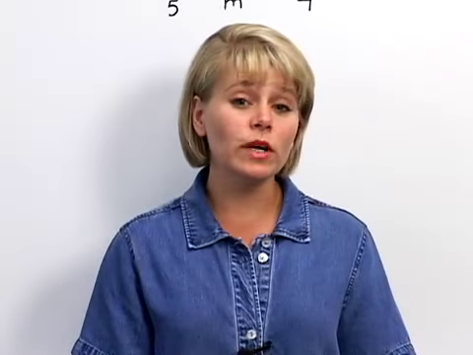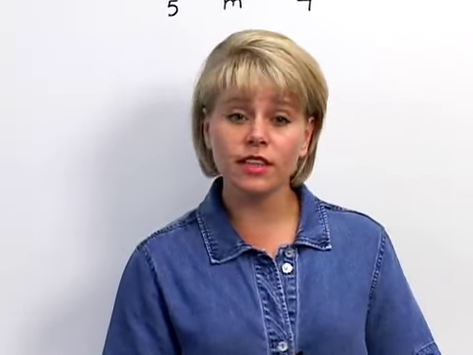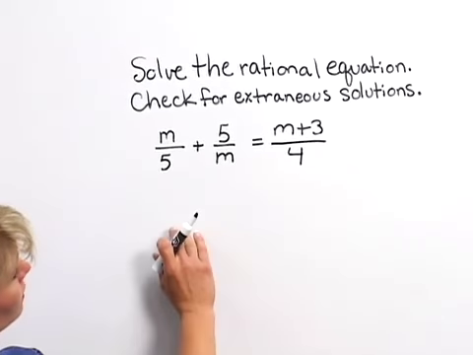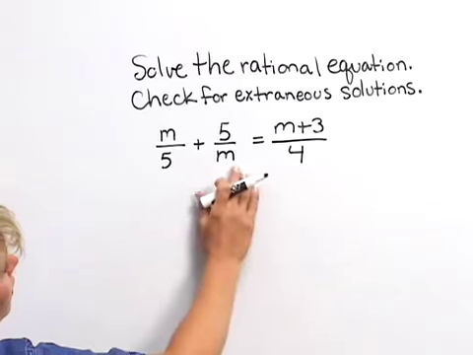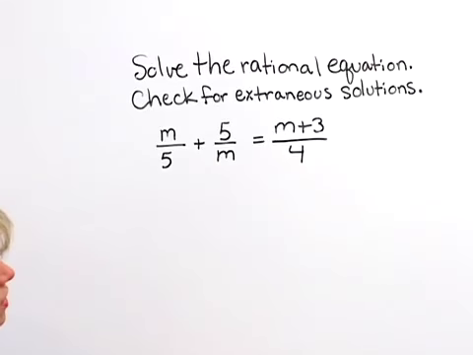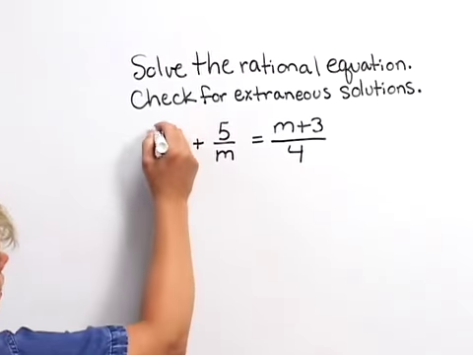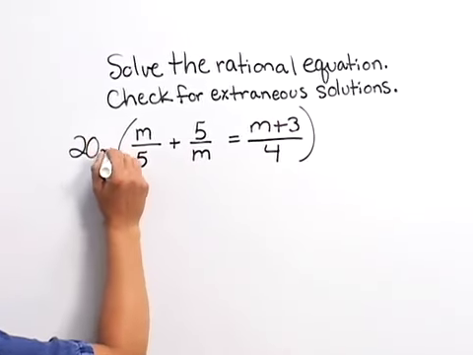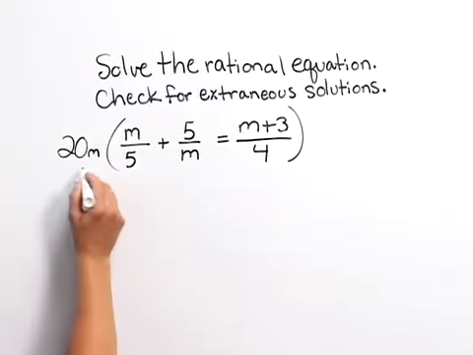Let's take a look at some equations that have rational expressions in them, for instance, this particular one here. Notice that the denominators of 5m and 4 would have a common denominator of 20m. If we multiply everything by 20m, we'll have a much nicer equation to solve.